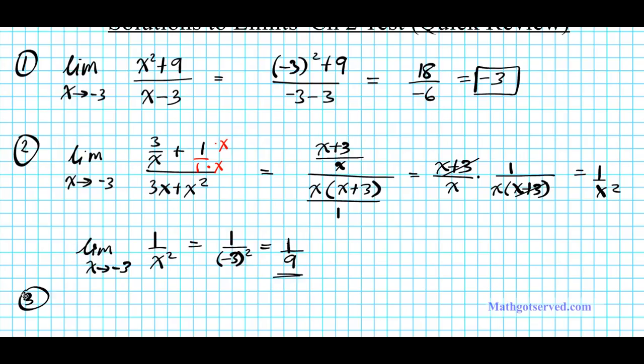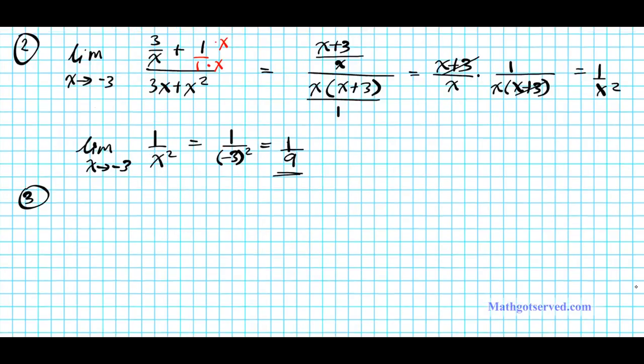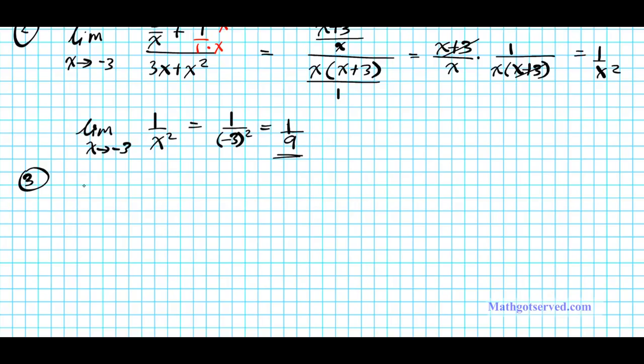Let's take a look at question number 3. For question 3, we have to find the limit as x approaches 0 of -2 sine cubed x over x cubed.